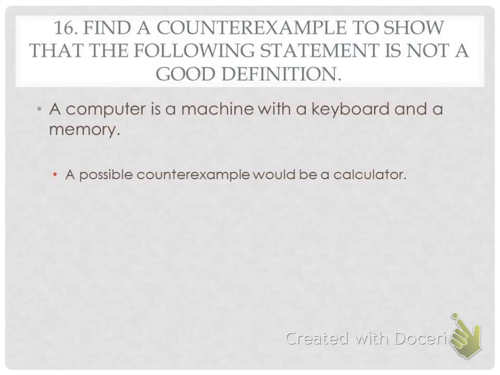Number 16, find a counterexample to show that the following statement is not a good definition. Remember back in the very beginning, a good definition is one that we can write as a biconditional. So a computer is a machine with a keyboard and a memory. If we flipped the order and had something that had a keyboard and a memory, and it was a computer, is there any other machine that has a keyboard and memory?